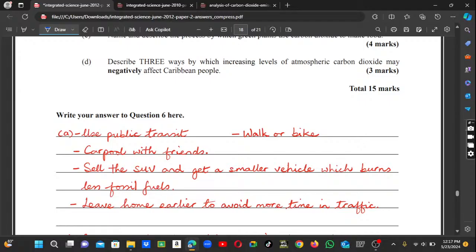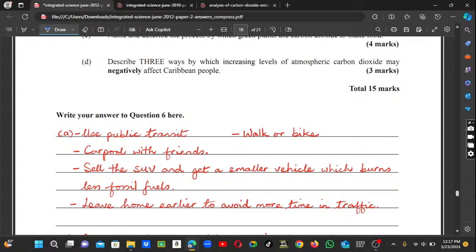And we all know that fossil fuel contributes to carbon dioxide. These things are not good, to be honest. Fossil fuel is not good. And what they would need to do is also leave home earlier to avoid more time in traffic.